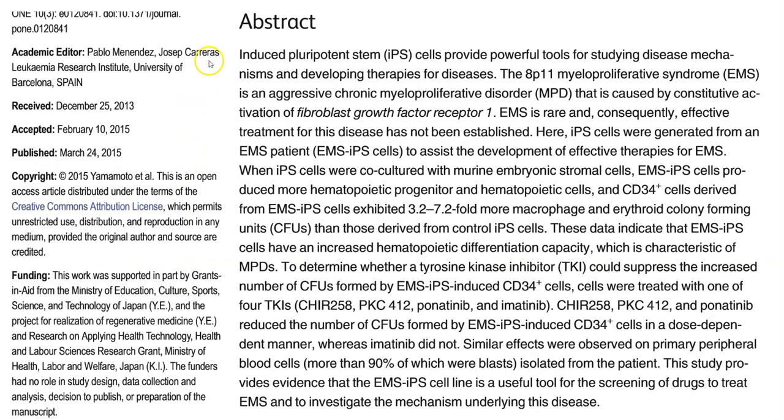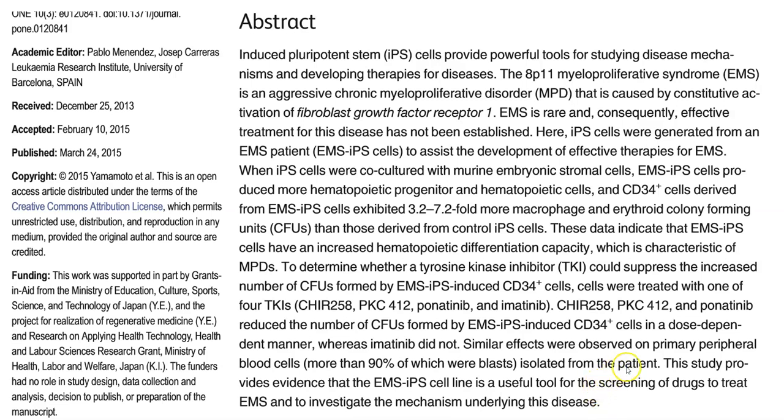So a really great place to start with these is to read the abstract. The abstract is kind of like an overview of everything that is in the paper. They're going to give you an extremely brief introduction. They're usually going to tell you a little about the methodology that was used. They're going to give you some highlights of their data, and then usually end with some type of overview. So for example, this study provides evidence that EMS iPS cell lines are a useful tool for screening drugs to treat EMS and investigate the mechanism underlying the disease.